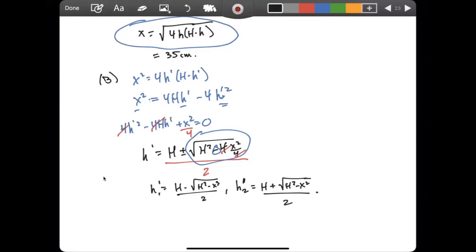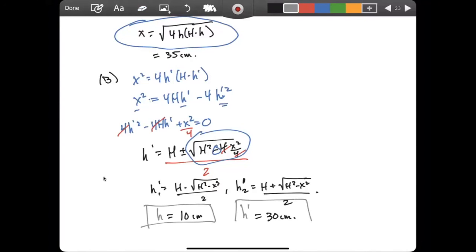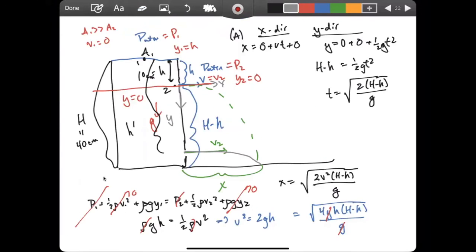So good. So let's plug in our numbers. When I plug in my numbers, I find 2 different locations. The first one then is going to be 10 centimeters, which we already knew. And then the second one then is going to be 30 centimeters. So in this case, what this says then is to get this to go that certain distance of x, it has to be drilled either at h, the original h, which is 10 centimeters, or now the new h prime, which is now 30 centimeters. So that means that this total distance here has to be 30 centimeters below the surface to go exactly the same distance.